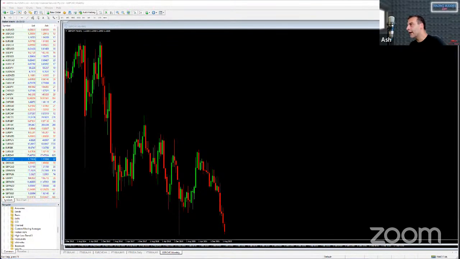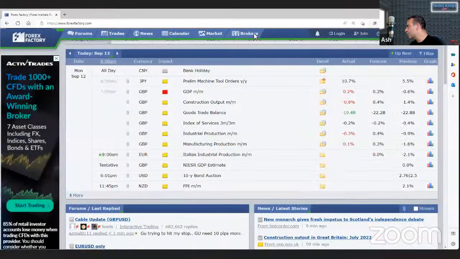Let's have a look at what we've got coming up. So GDP from the United Kingdom this morning was at 0.2%. So better than the negative from last month. Output is weak. Trade balance is getting better, but that would happen with a weaker currency. It should happen with a weaker currency. Production numbers don't look very good.